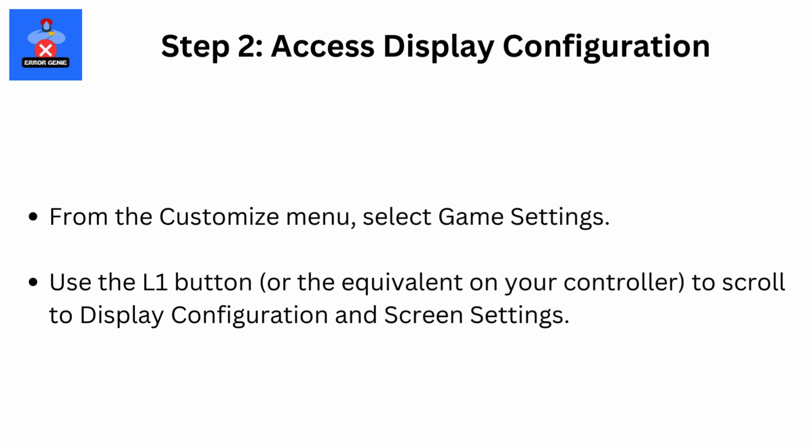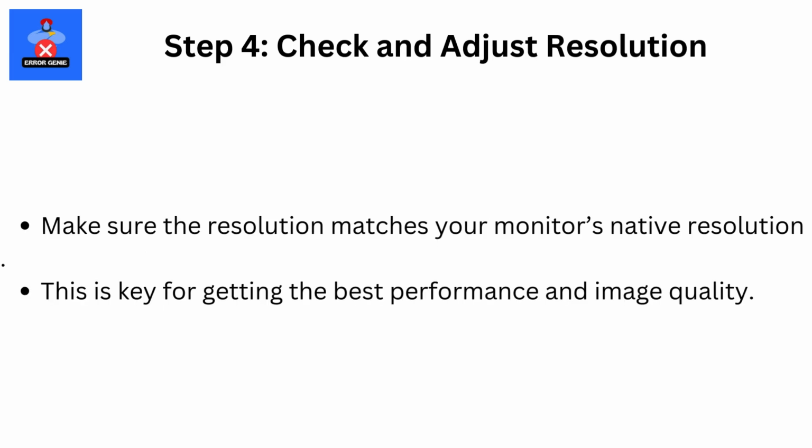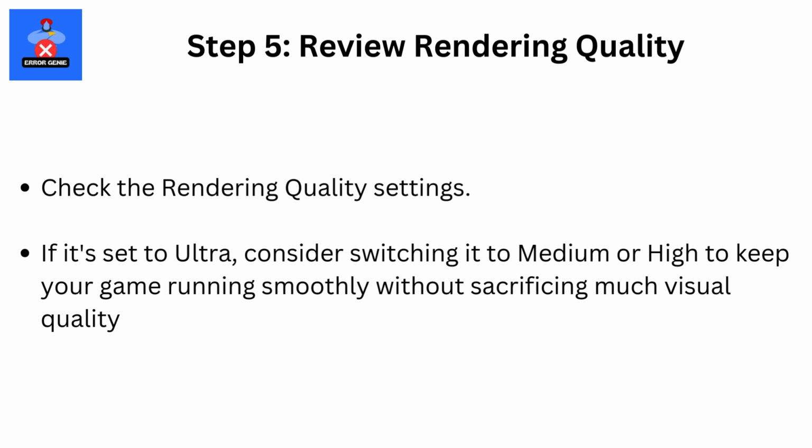Step 3. Adjust Ray Tracing Settings. Find the option labeled Ray Tracing. Change the setting from automatic to either enable or disable, depending on what your hardware can handle. Step 4. Check and adjust resolution. Make sure the resolution matches your monitor's native resolution. This is key for getting the best performance and image quality.